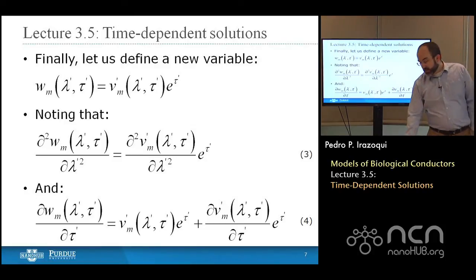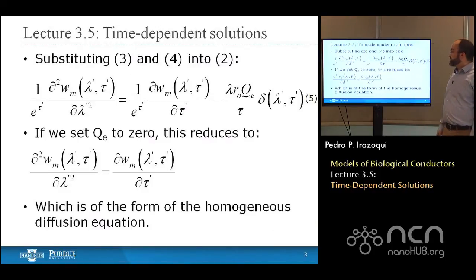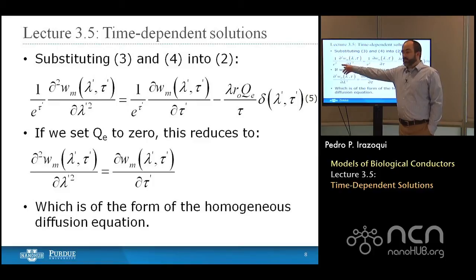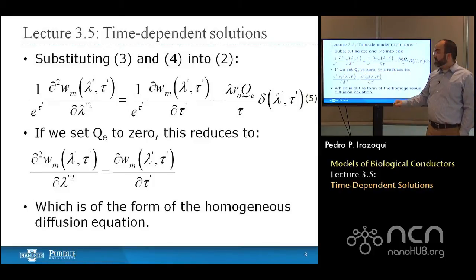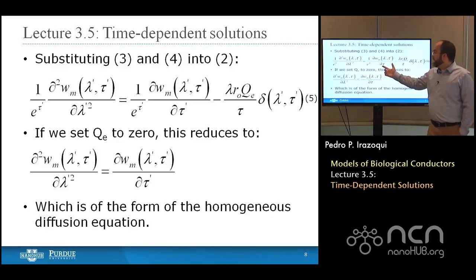And we can now substitute equations 3 and 4 back into the cable equation, such that 1 over e to the tau prime times the second derivative of W sub m will be equal to 1 over e to the tau prime times the first derivative of W sub m with respect to tau, instead of lambda, minus this added current term. So we've taken the equation that had the second derivative of the membrane voltage, the first derivative, and the 0th order derivative, and replaced it with an equation that has the second derivative of W and a first derivative of W, and that's it.